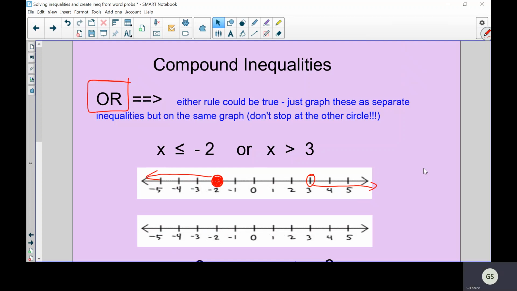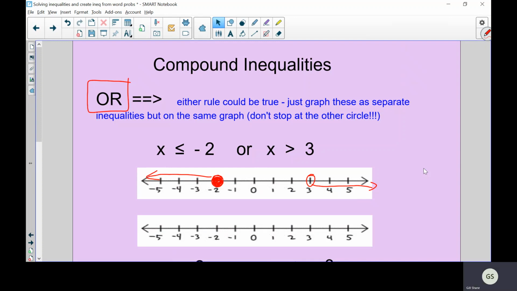Now, if this were an AND graph, it'd be one of those no solutions. Those lines don't overlap. But that's not the way OR works. It doesn't have to meet both of them. Any section of this graph that meets at least one of these two is the answer.